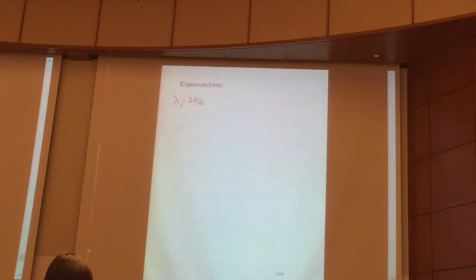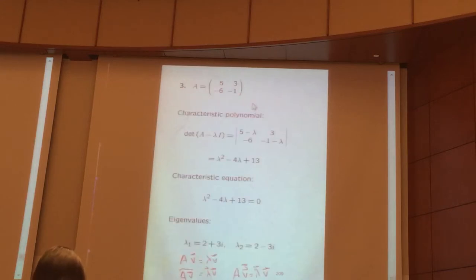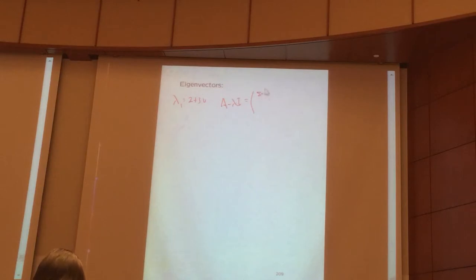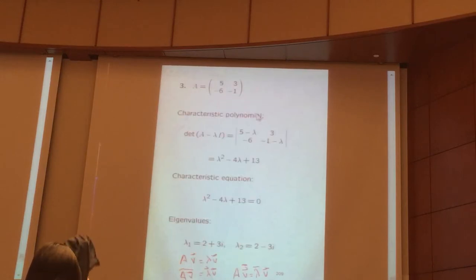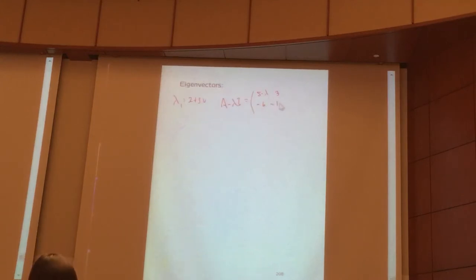So I'll take 2 plus 3i. And of course I want to write down the matrix, this is just so I can see it here. It'll be in front of you, so you don't have to write it down. It's on a separate page for me. 5 minus lambda, 3, and minus 6, minus 1 minus lambda. So we're looking at lambda 1 equal to 2 plus 3i. So A minus (2 plus 3i) times the identity is the one I have to work with.